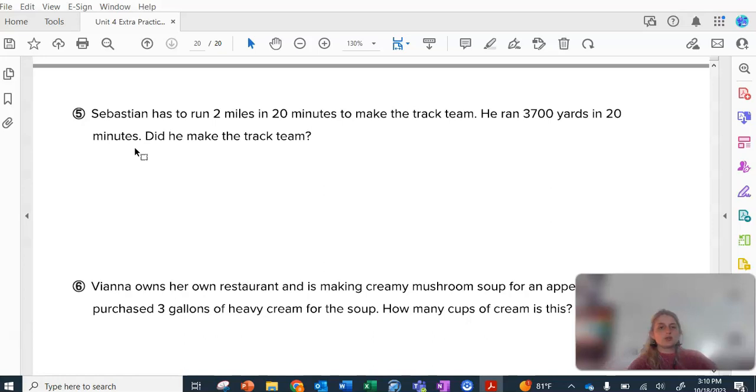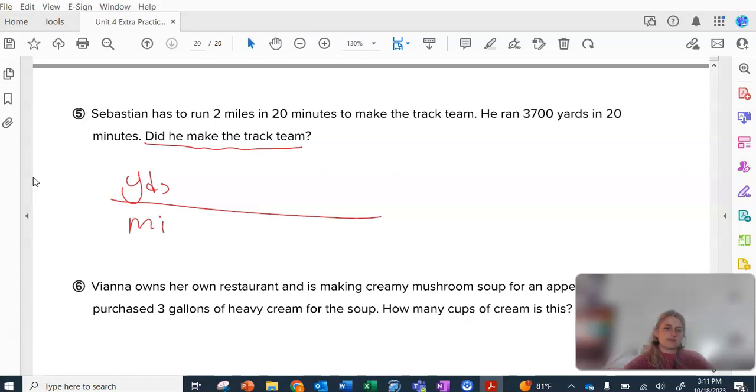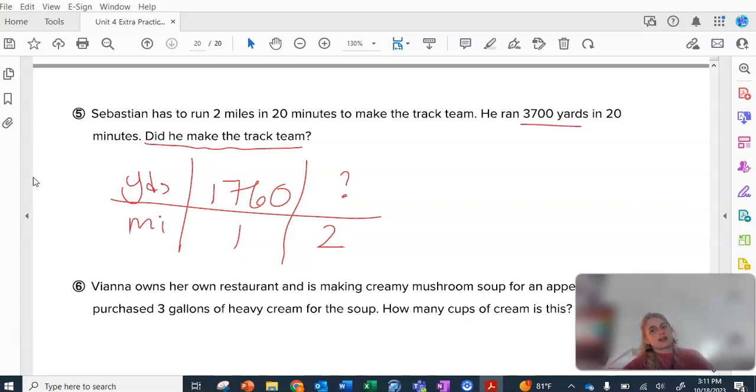Sebastian has to run 2 miles in 20 minutes to make the track team. Go, Sebastian, go. He ran 3,700 yards in 20 minutes. Did he make the team? So did he make the team means your answer is either going to be yes or no. But you've got to have math to back it up. Yards to miles. 1,760 yards is 1 mile. So 2 miles would be how many yards? You figure out how many yards 2 miles is, and if he ran that number or more, he made the team. If not, he didn't make the team.